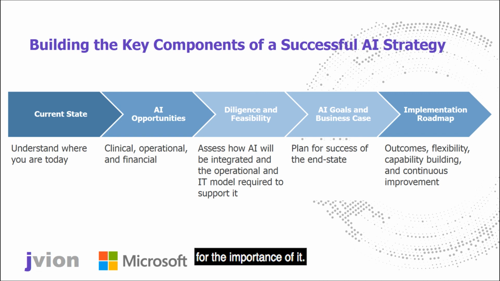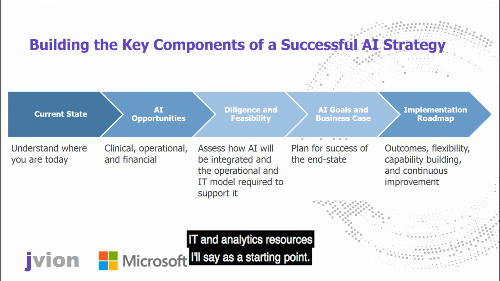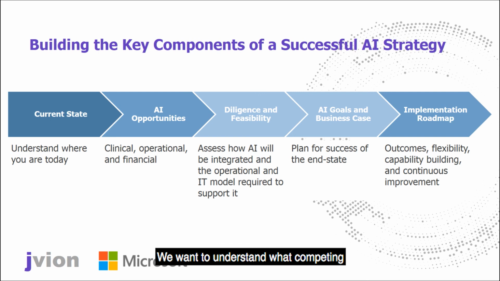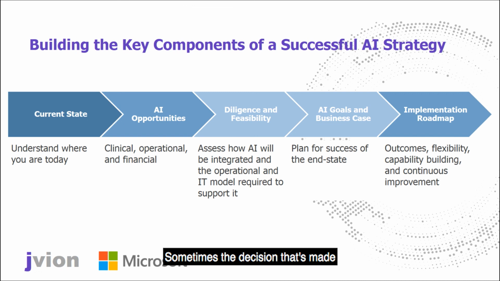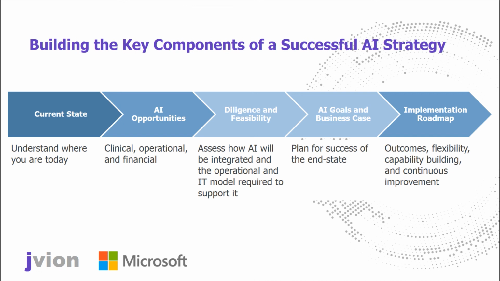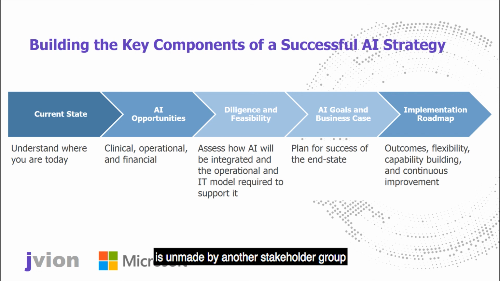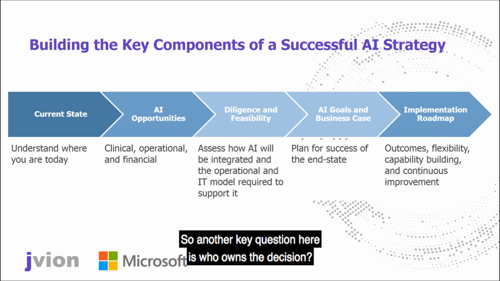When we look at that next arrow, diligence and feasibility, I really think this is underappreciated for the importance of it. When now we've got probably, let's say, a solution picked and also a use case, the diligence includes looking at both IT and analytics resources, I'll say, as a starting point. We want to understand what competing projects might be out there. Sometimes IT will say, sorry, there's no capacity due to an upgrade coming. Sometimes the decision that's made is unmade by another stakeholder group or by another executive.